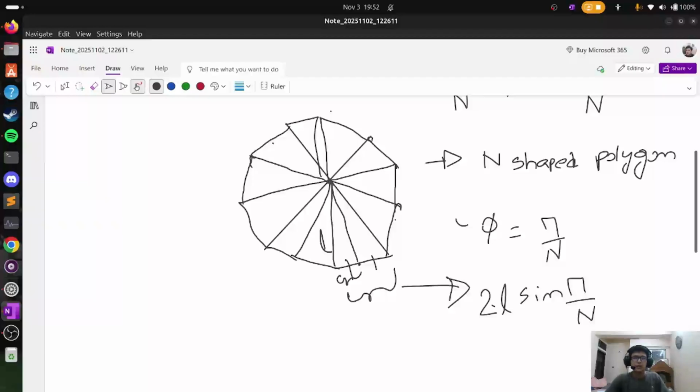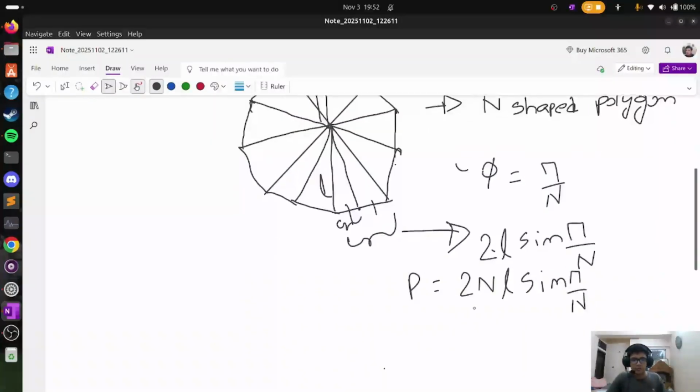And now here comes another trick. For the n-sided polygon, the perimeter should be 2nL sine of pi by n, as it is an n-sided polygon. Get my point, right? As it has n sides, 1 here, 2 here, and so on. So we found the perimeter of an n-sided polygon.